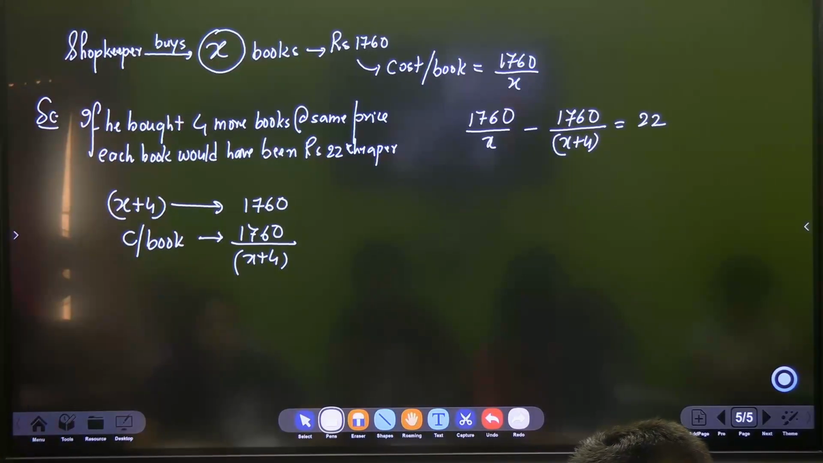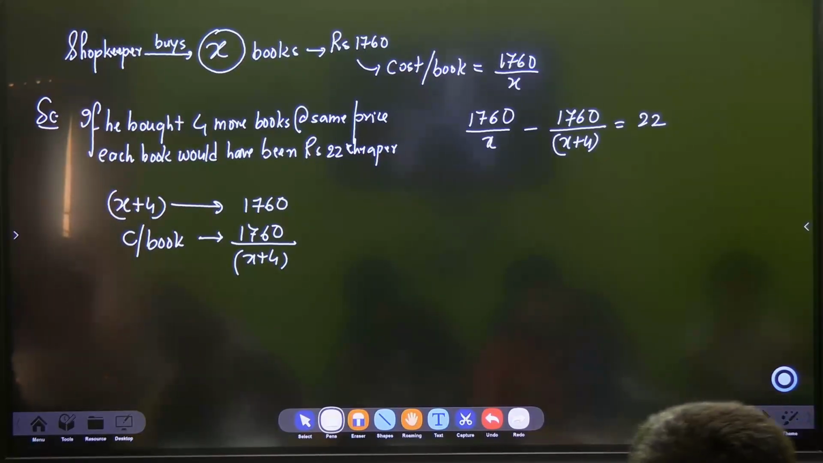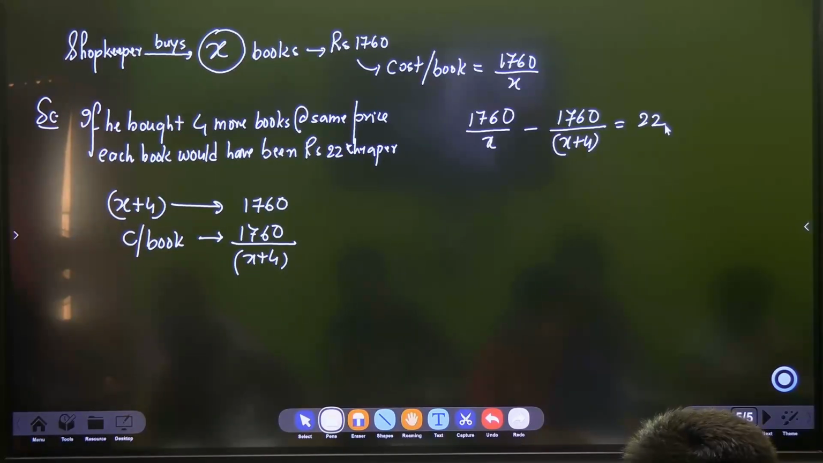Who did not understand? Tell me. I'll help you. I bought some number of books for so much money. They are saying add 4 more books for the same money. That means the cost per book must have reduced. The number of books bought is X. The money you shelled out is 1760. So cost per book is how much? 1760 by X. X plus 4 is equal to 1760 minus 22X.